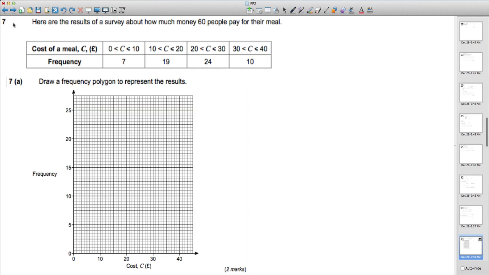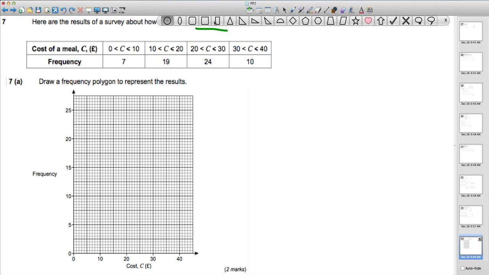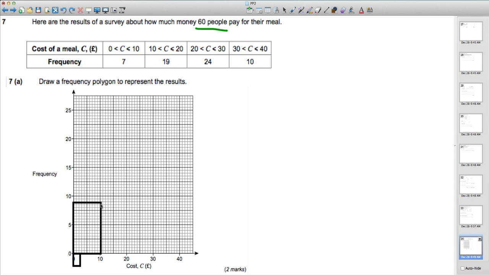Okay, next. 7. Here are some results of a survey of how much 60 people pay for their meal. Draw a frequency polygon. Now remember a frequency polygon. We've done this before. The way I did this the first time to show you, between 0 and 10 it's got a frequency of 7. So I drew a box between 0 and 10, a frequency of 7. Between 10 and 20 is 19. Between 20 and 30 is 24. And between 30 and 40 is 10.